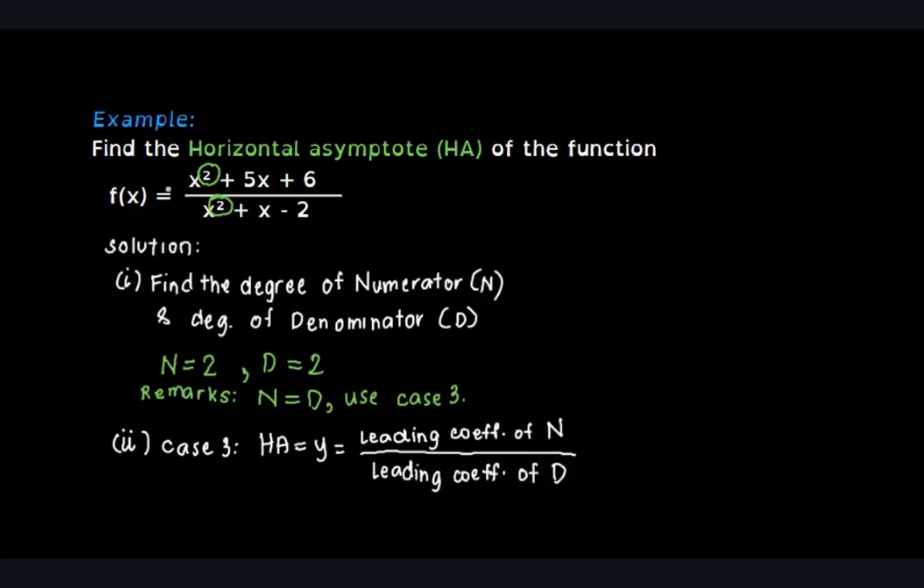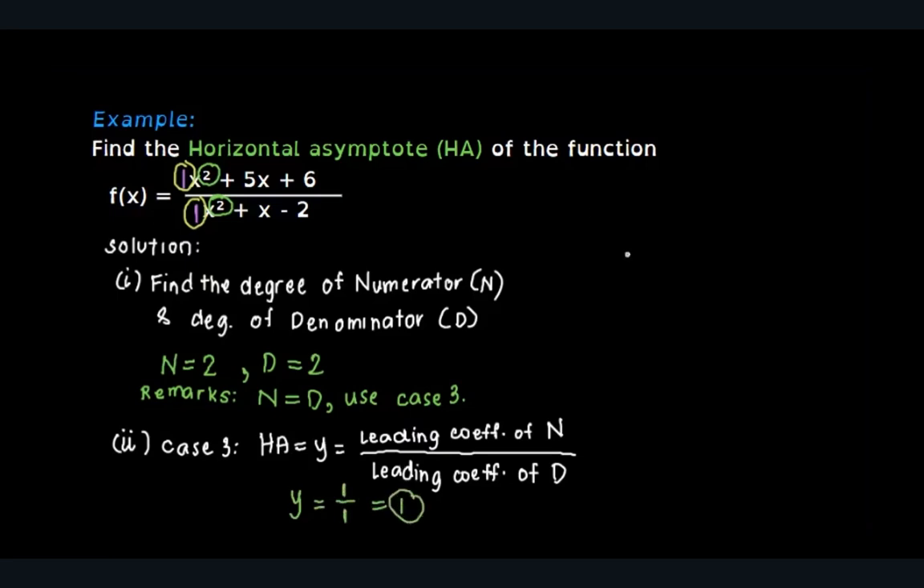Dito, sige, ibahin natin ng kulay para makita ninyo. Ang x squared ay merong 1 dyan. Okay? Yun yung leading coefficient na tinutukoy ko dito. So, ibig sabihin, ang leading coefficient ng numerator is 1. Ang leading coefficient ng denominator is 1 as well. Okay? Kapag sinulat natin yan dito, y equals 1 sa numerator at 1 sa denominator. And that is equal to 1. So, ganun lang siya kabilis at kadaling kunin.